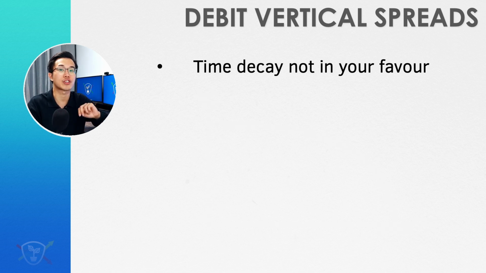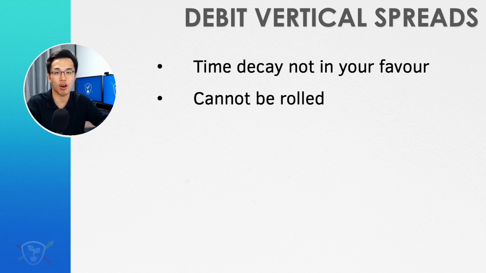The second consideration is that debit vertical spreads cannot be rolled. In this video, I talk about how we can roll credit vertical spreads to give ourselves more time to be correct and even collect more money in the process. But rolling does not work on debit vertical spreads. We cannot increase the time to be correct and expect to make more money at the same time. If we're wrong, we're definitely going to be losing money. So we have to make sure we are very confident in our price movement predictions before we execute debit vertical spreads.